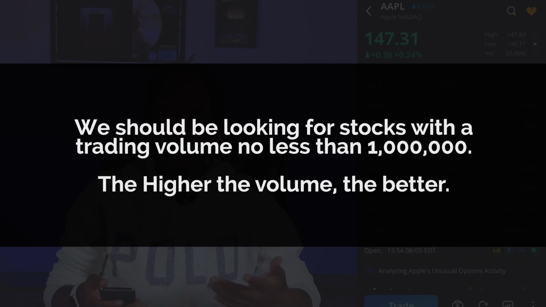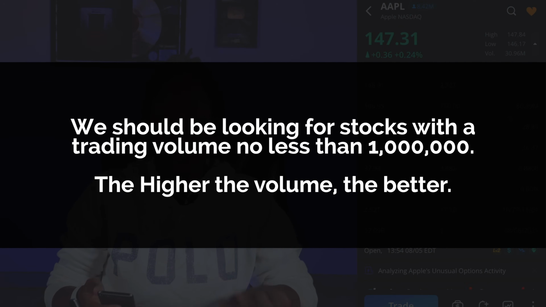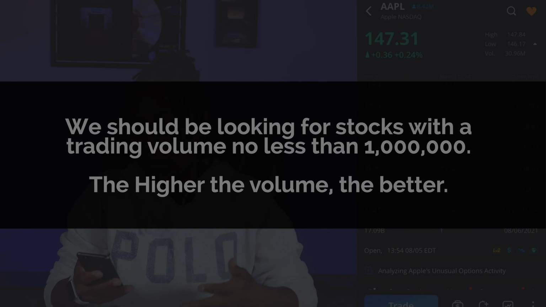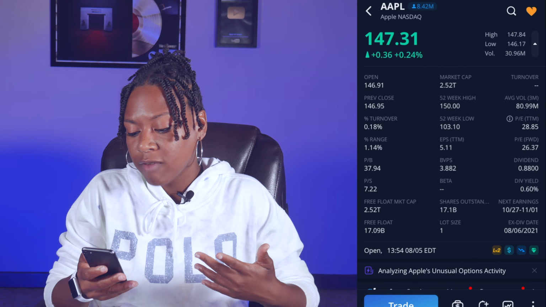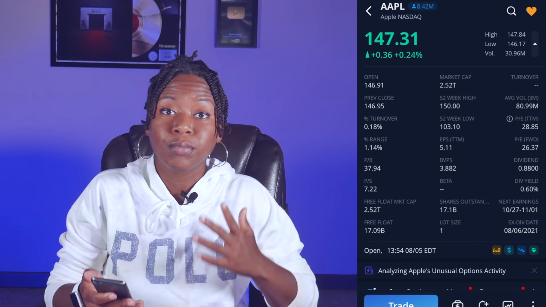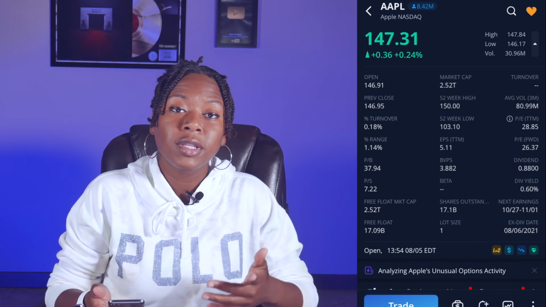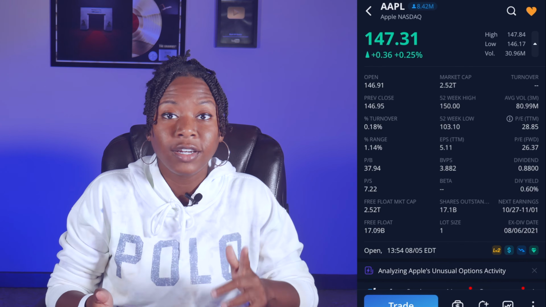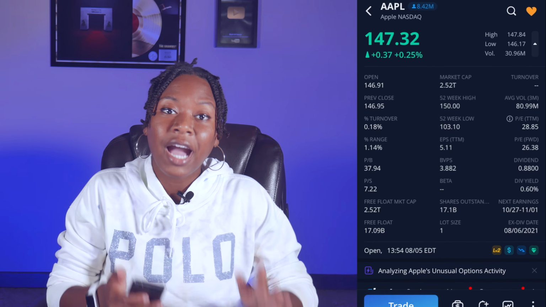And we should be looking for stocks with a trading volume no less than 1 million on average. So this is a great pick. This is Apple. And on average, we're trading 3 million. So this is perfect for what we're talking about. Just remember this, the higher the volume, the better. And this is going to be the same for the options volume.